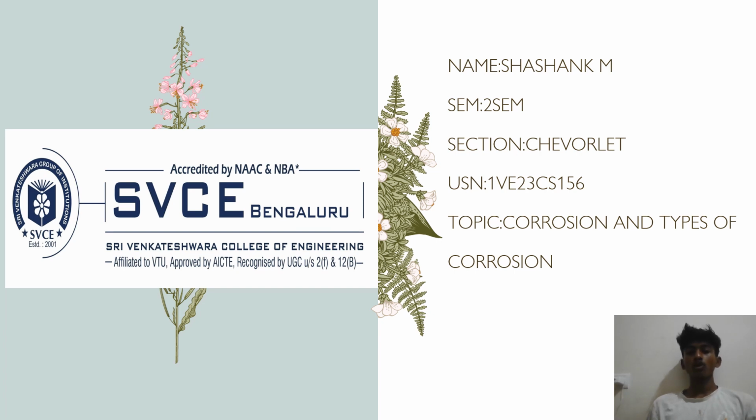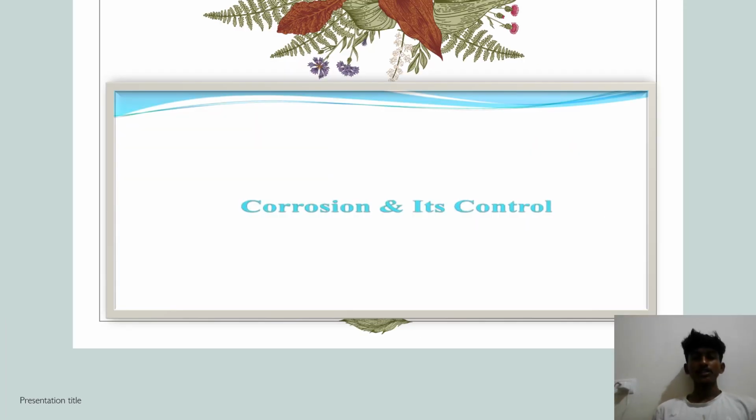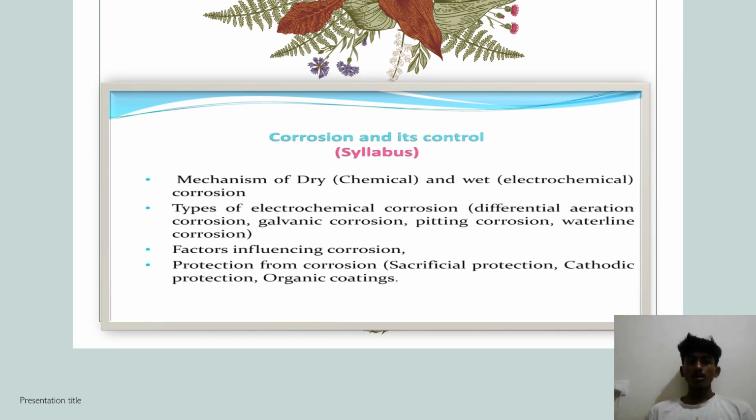1VE23CS156, and today's topic is corrosion and types of corrosion. Now let us discuss corrosion and its control. Mechanism of dry and wet corrosion. Types of electrochemical corrosion: differential aeration corrosion, galvanic corrosion, pitting corrosion, waterline corrosion. Factors influencing corrosion. Protecting from corrosion.